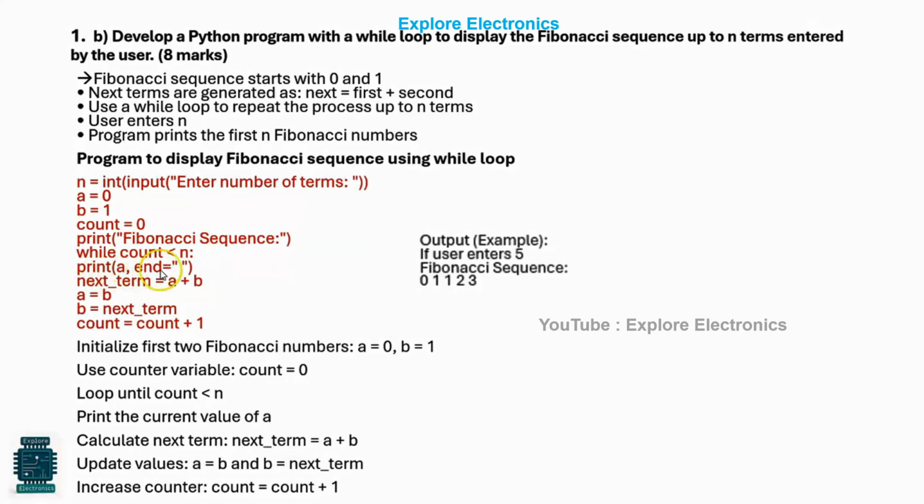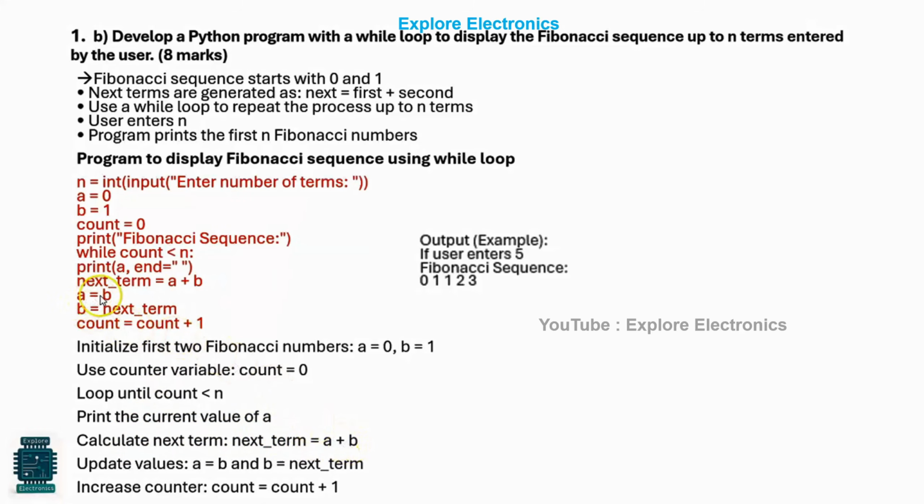print(a, end=""). Here it will print the current value of a in this step. After that, next term is equal to a plus b. It will calculate the next term, that is next term is equal to a plus b.